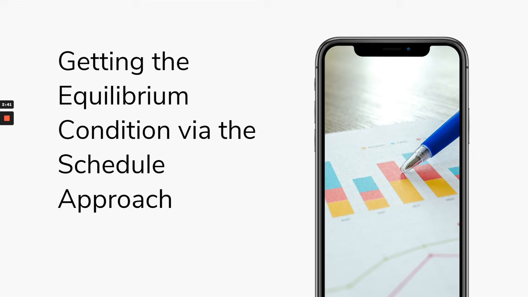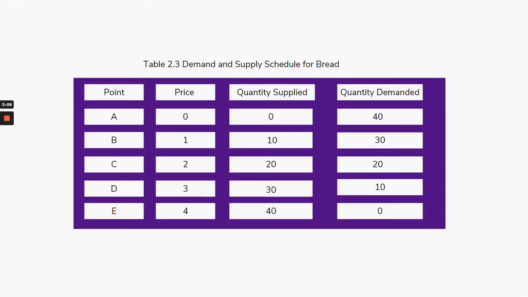So pag may schedule, 'di ba, in the law of supply and law of demand, we have a supply and demand schedule which is represented by a table. So in the schedule approach for market equilibrium, we will also be using a table. And it's easy to find the equilibrium price, quantity supplied, and quantity demanded using the table. Here we have Table 2.3, the demand and supply schedule for bread. This is our point A, B, C, D, E. The price, we are using the same values, 0, 1, 2, 3, 4.